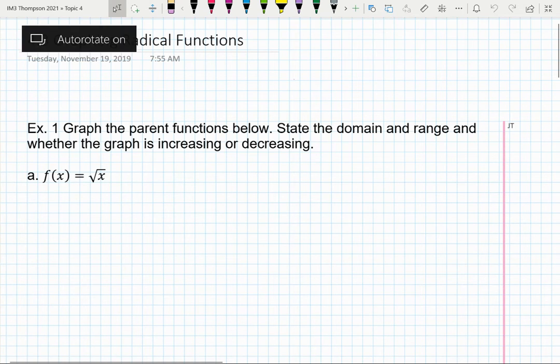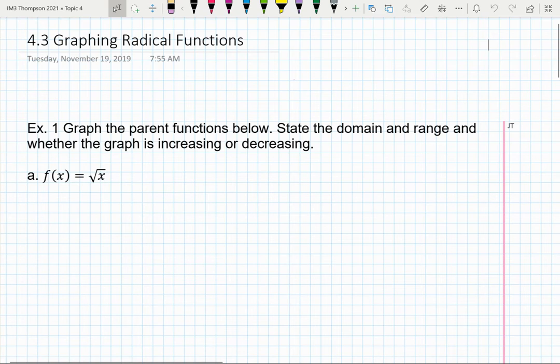And the first thing that we're going to do is look at the parent function for each one of these, and talk about transformations. How does it shift up, down, left, right? What does a stretch look like? How do I find a stretch? And really, that's going to be the whole focus of our lesson.